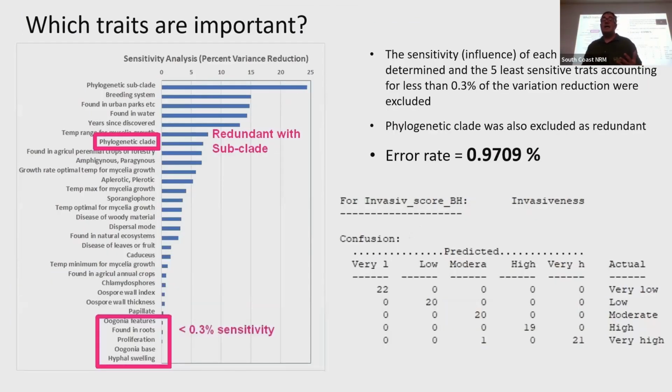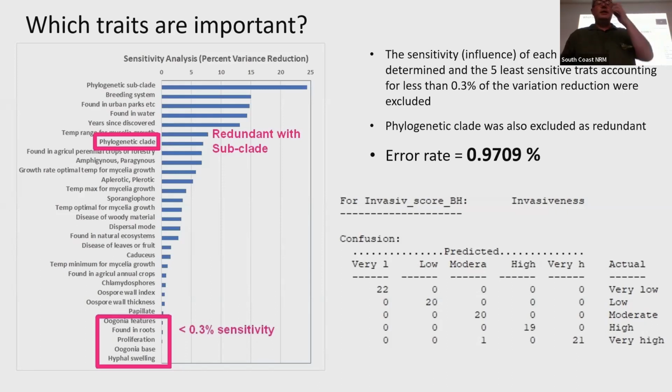And this was very exciting. We were able to produce a model with all of our different cross-validation approaches that had a less than 1% error rate. So it was over 99% accurate at predicting the invasiveness of all the known published Phytophthora species based on their measurable traits.